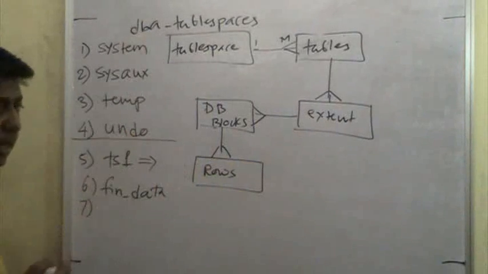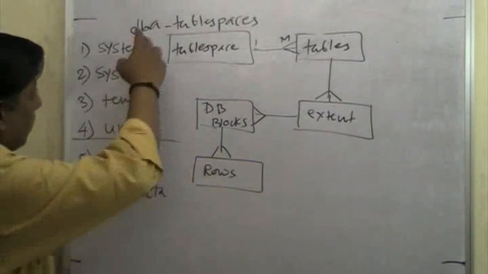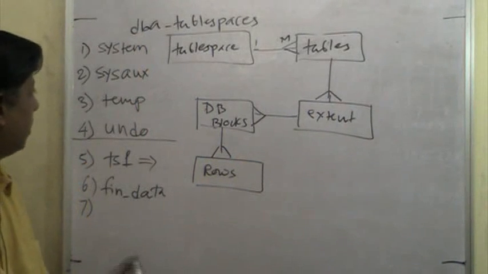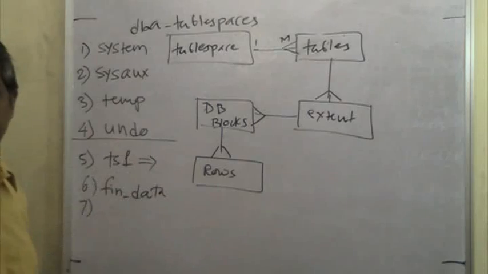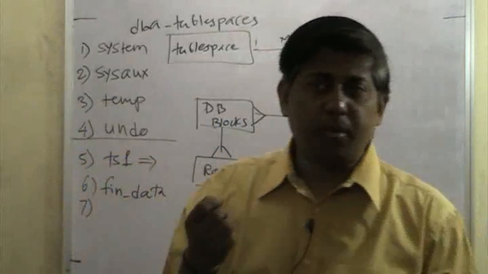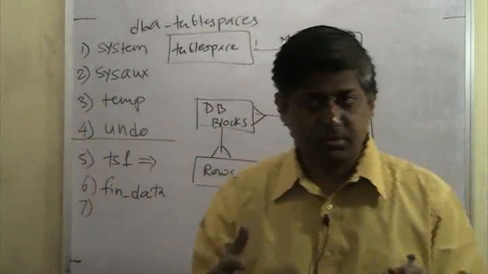So these are the mandatory table spaces. Just remember those four, and we'll come back to their functions a little later. What is the purpose of system? What is the purpose of SYSAUX, temp and undo? And obviously, what is the single purpose of a table space? One single purpose of a table space is to store tables.